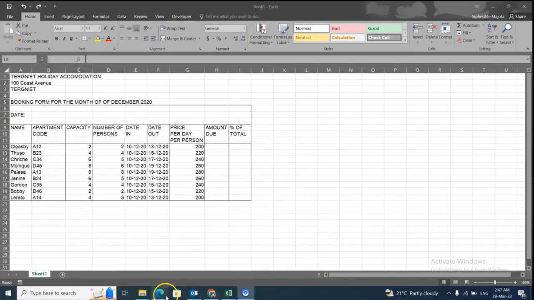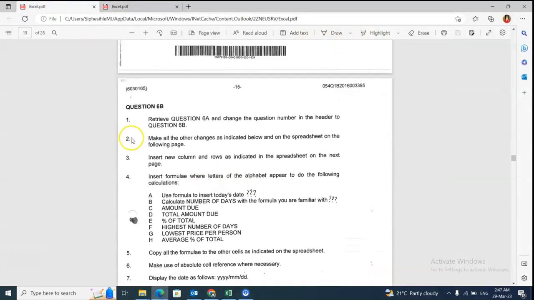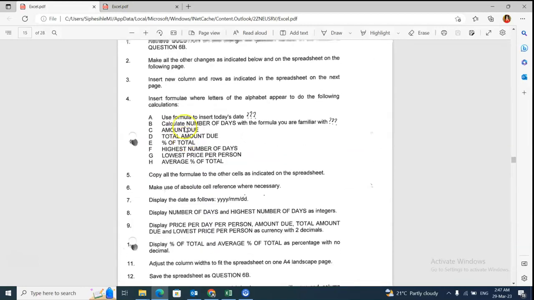Now let's look at the instructions again. They want you to retrieve question 6a, which is the question that you've just done now, and then you change the question number in the header to question 6b. So it's only a matter of backspacing and removing an a, replacing it with a b. Okay, and then you make all the other changes as indicated below and on the spreadsheet on the following page. So you're going to apply these changes that are appearing here and the ones that are appearing here as well.